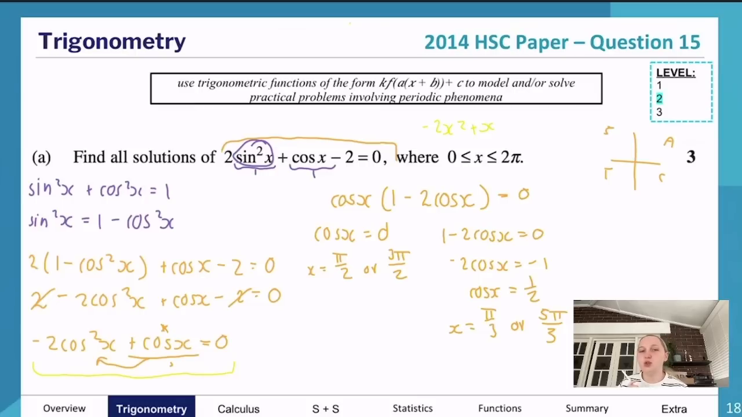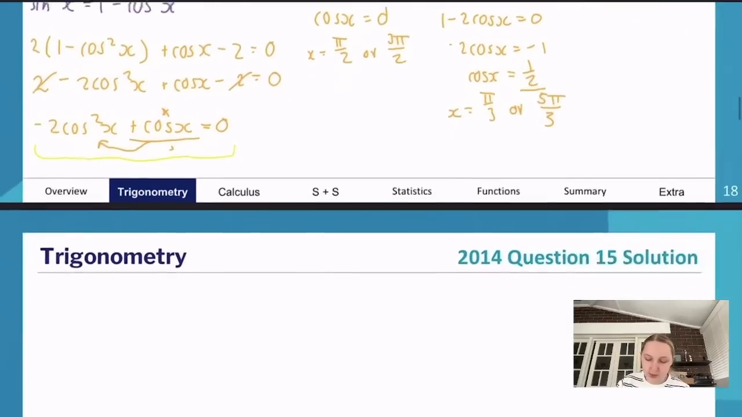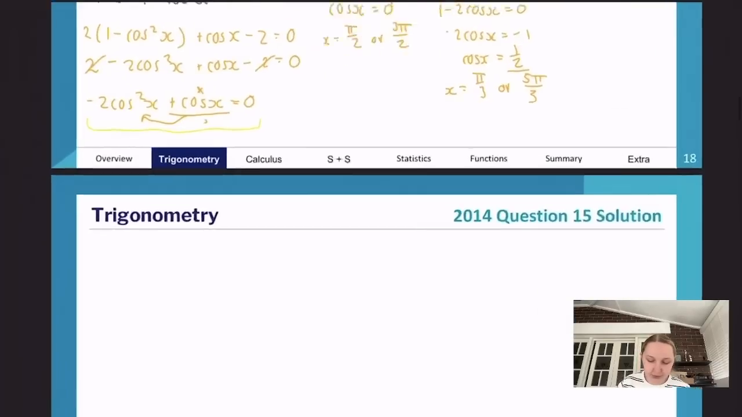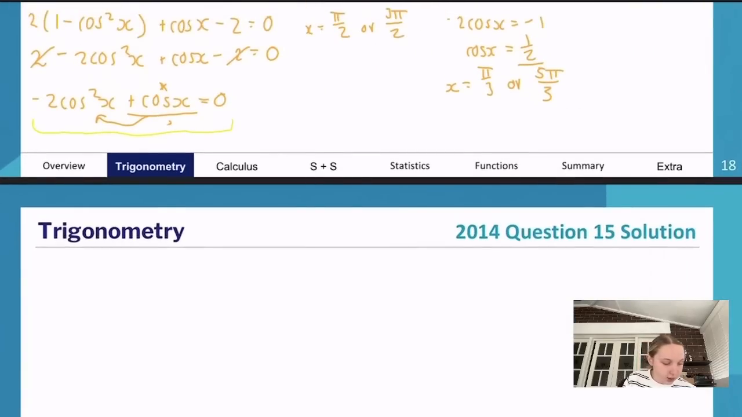Again, with this question, it's super important to remember that there's more than one solution, because cos x, if it's a half, is positive. So it's positive in 2 of our quadrants. I'm just going to scroll down to the next page so I've got some more room. Then we have all of our solutions, and what we want to do is order them.